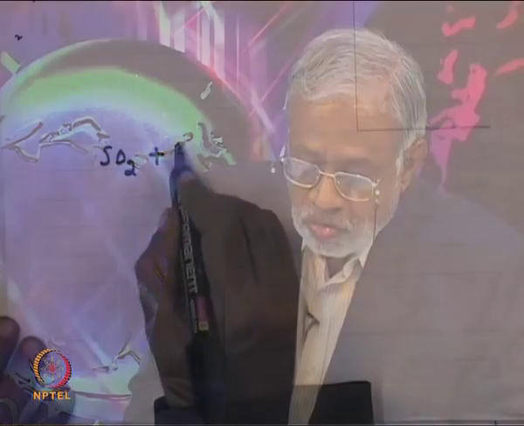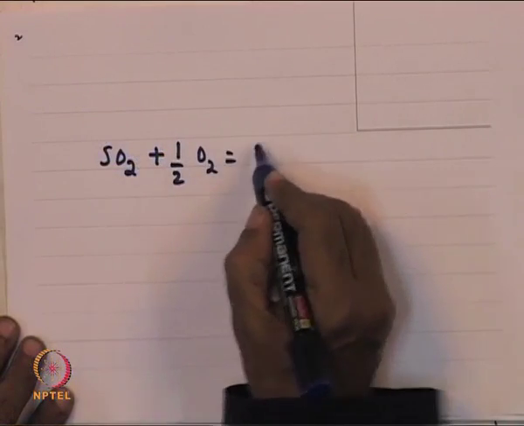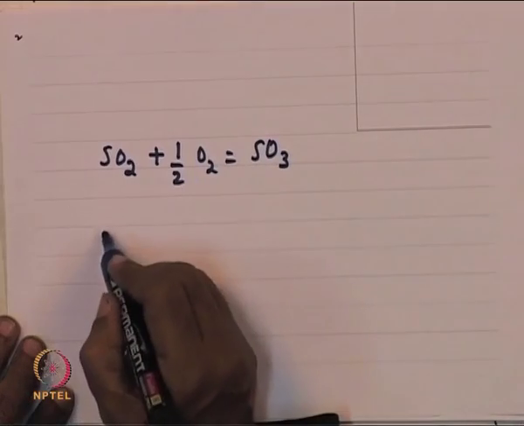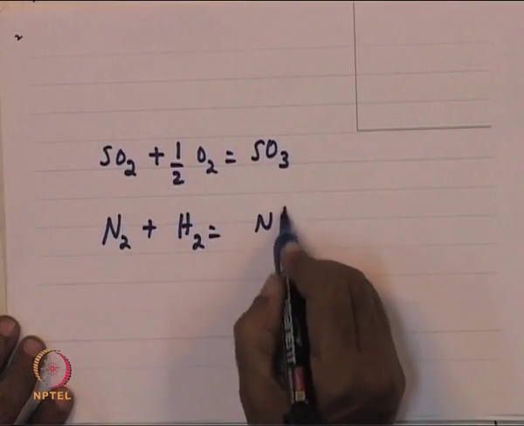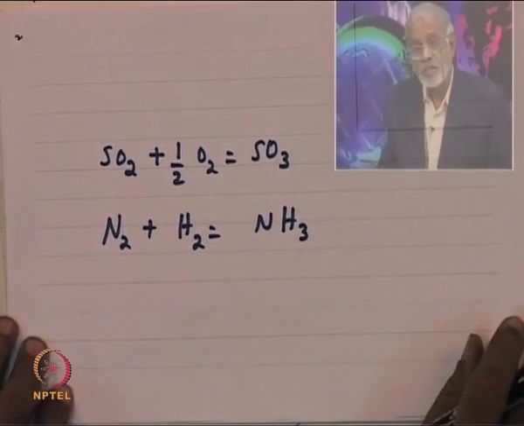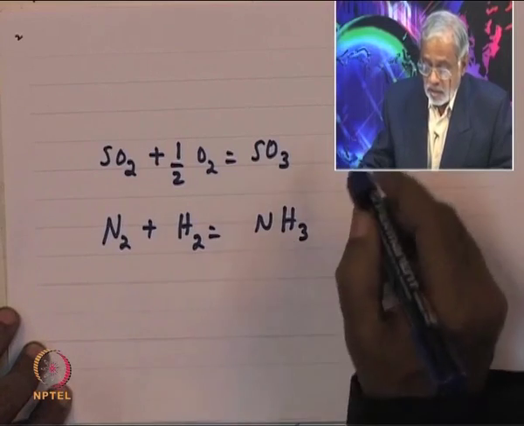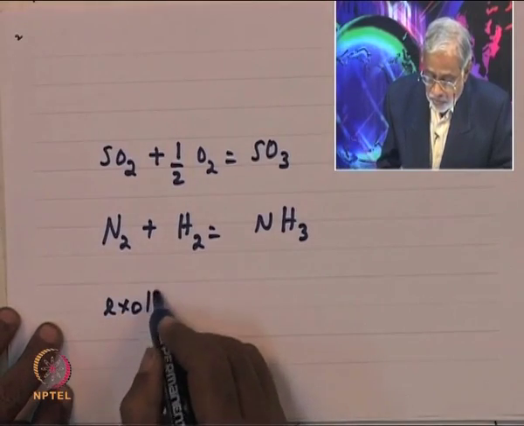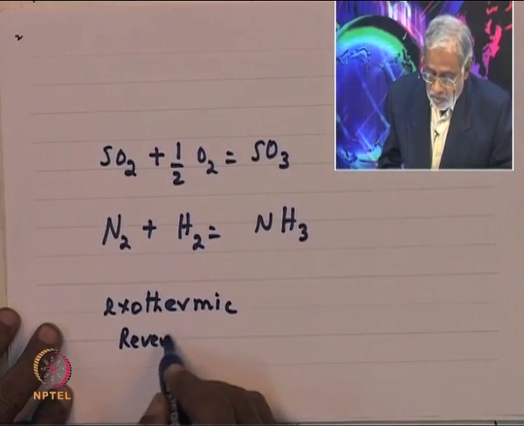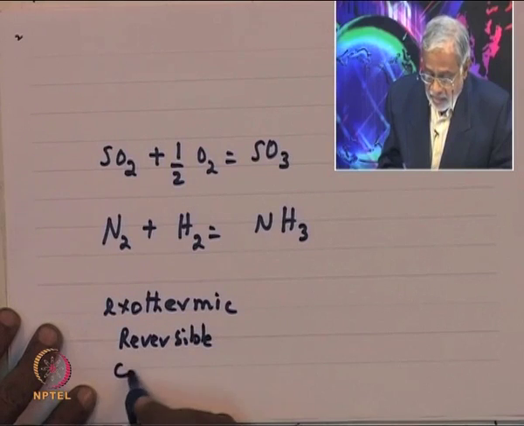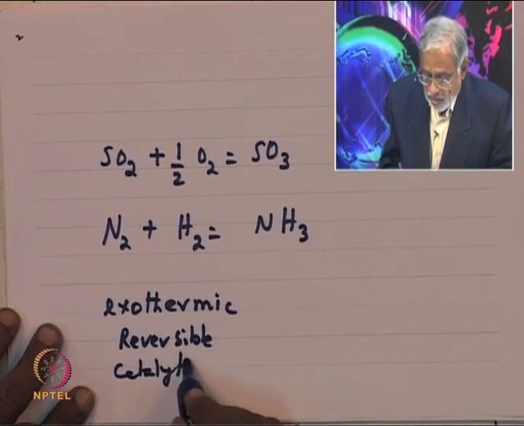We all know that tubular reactors are very, very common in the process industry. Fine examples of that would be sulfur dioxide plus oxygen giving you sulfur trioxide, and then you have nitrogen plus hydrogen giving you ammonia. These are finest examples of exothermic, reversible, and catalytic reactions. They all require catalyst.